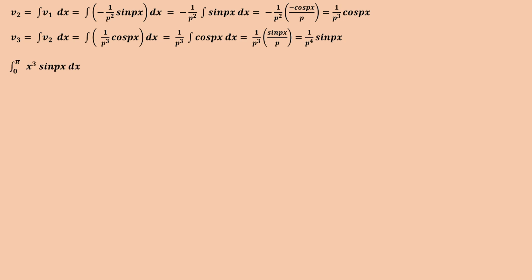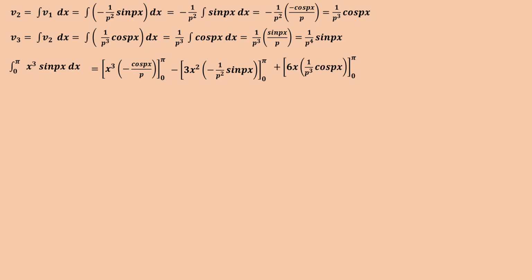So write integral 0 to pi x cube sin px dx, which is equal to uv, x cube times minus cos px by p, lower limit 0, upper limit pi, minus u dash v1, 3x square times minus 1 by p square sin px, 0 to pi, plus 6x times 1 by p cube cos px, limit 0 to pi, minus 6 into 1 by p power 4 sin px, limit 0 to pi.